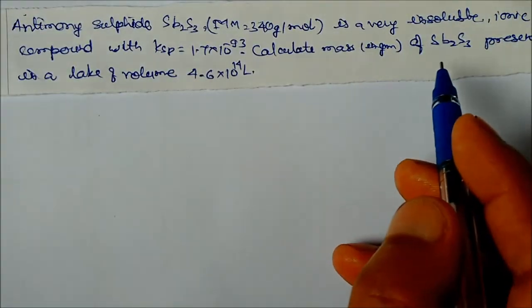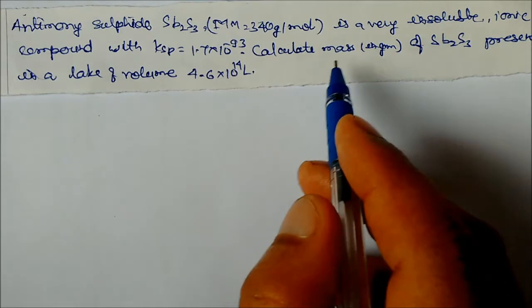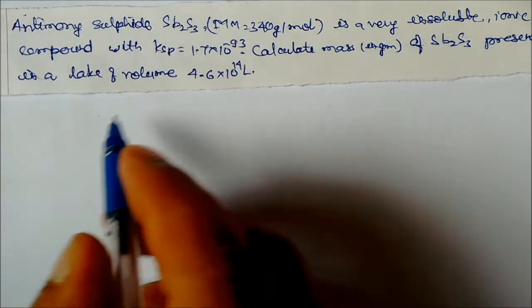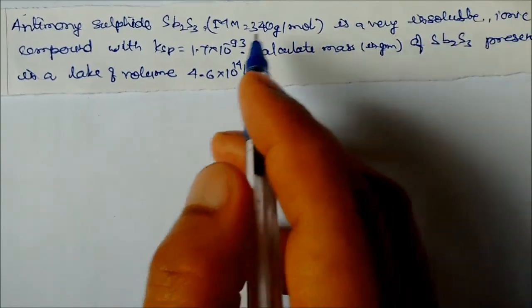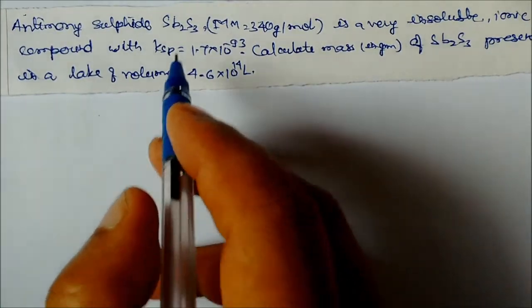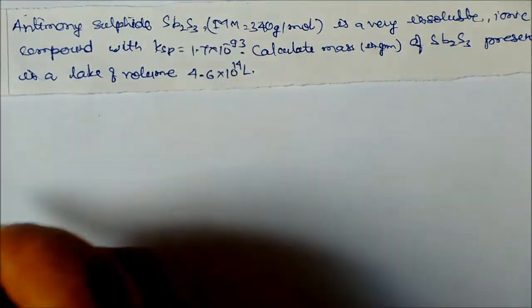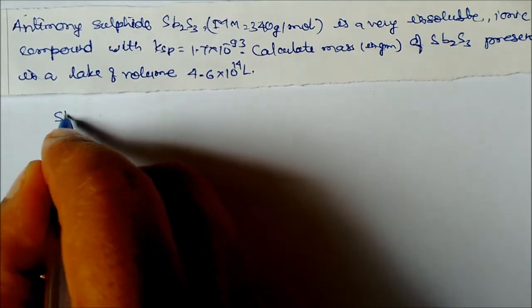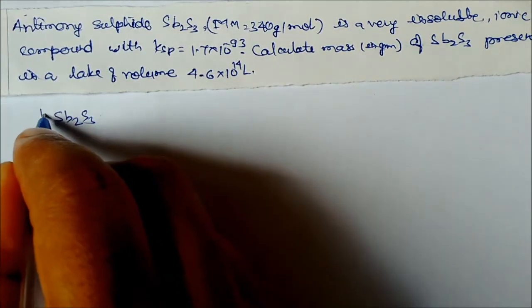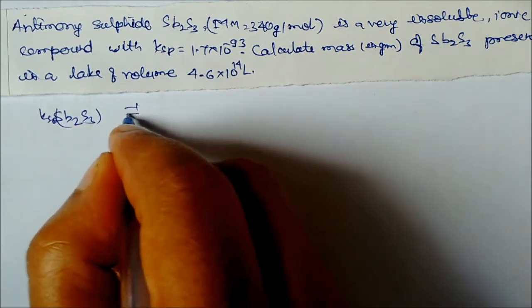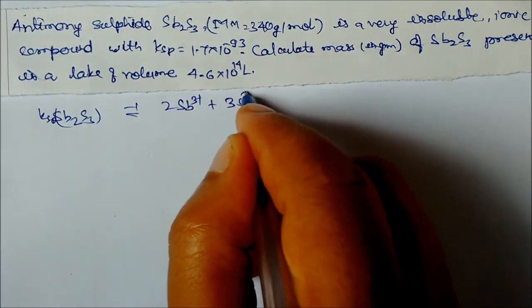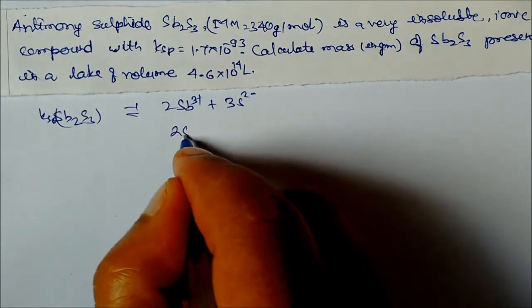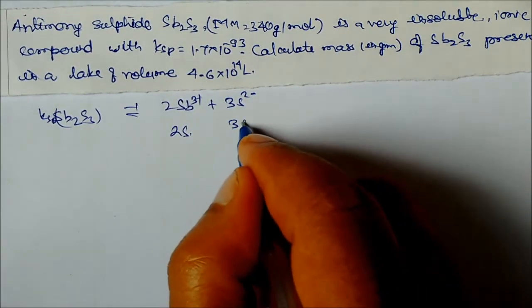If you know how much antimony sulfide is soluble in 1 liter, then we can solve the problem for this many liters. So for 1 liter we should know the solubility of antimony sulfide in water. The formula given is Sb2S3, so the Ksp they have given here we can convert into 2Sb3+ and 3S2-. Here 2S is the concentration of Sb3+, where S is the solubility, and here 3S is the concentration of S2-.